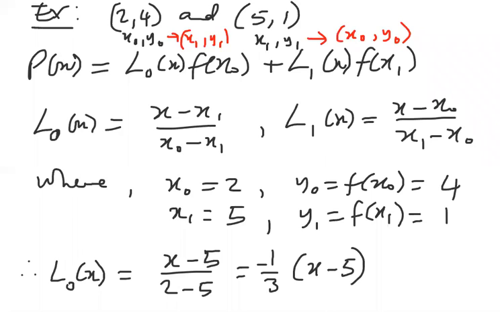Now, what about the second question? It says, what do the values P of X naught and P of X1 show? In other words, when I look at this linear interpolating polynomial P(x), and then I evaluate it at X naught and X1, what values am I going to get? Hello, what do you think?